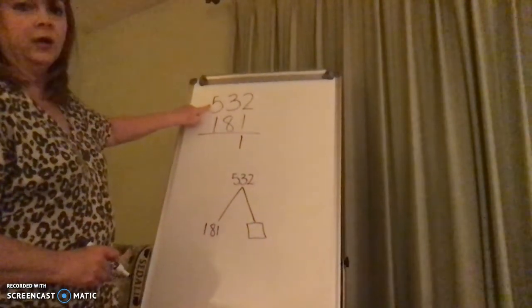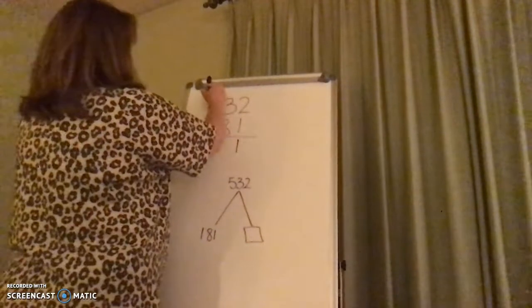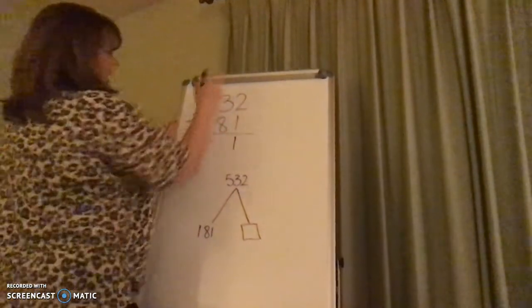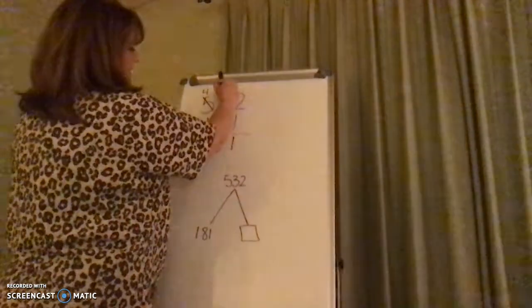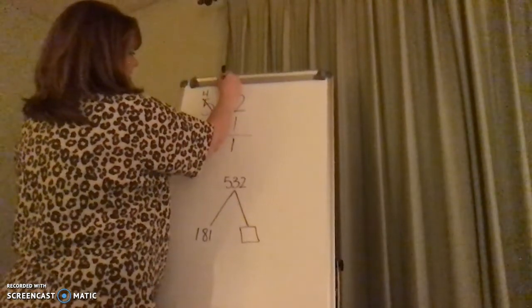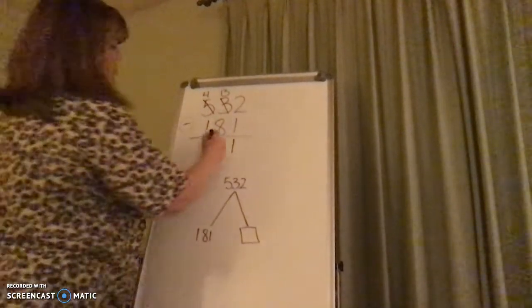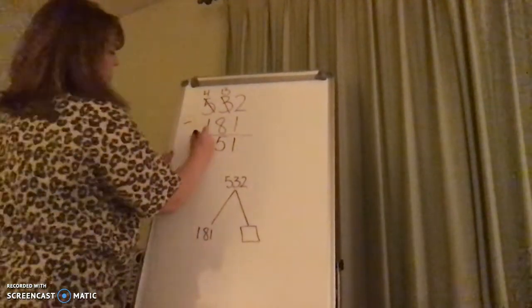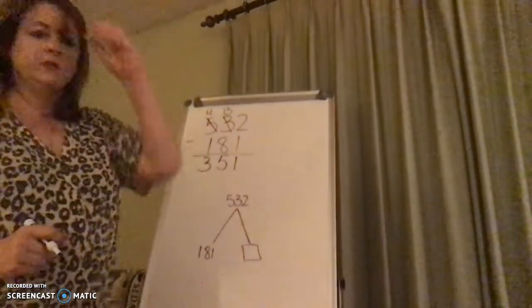Go next door and get 10 more. So I'm going to take 100 from the hundreds column. So instead of 5 hundreds, I'm going to have 4. And I'm going to give those 10 tens to the tens column. So instead of 3 tens, now I have 13 tens. 13 minus 8 equals 5. And 4 minus 1 equals 3. I think my answer is 351.